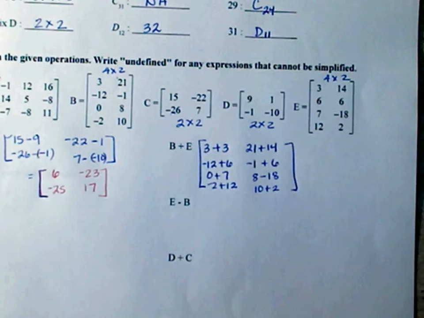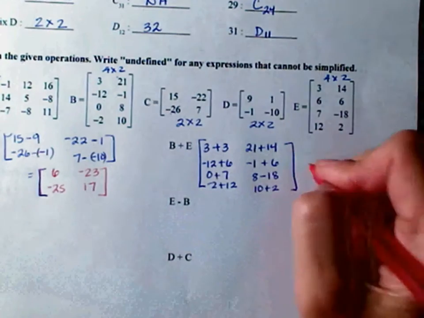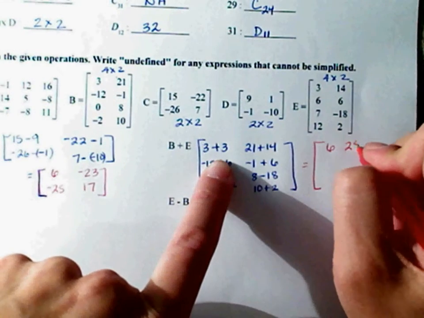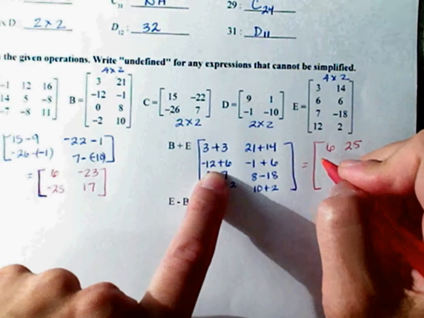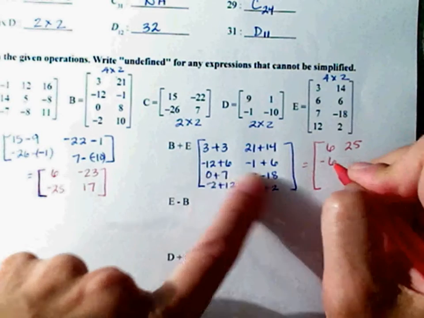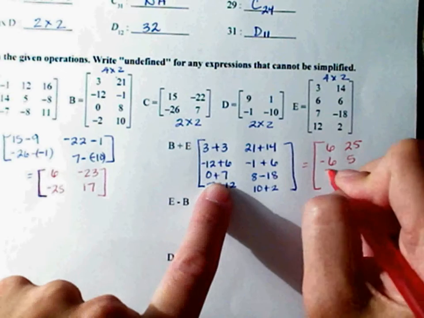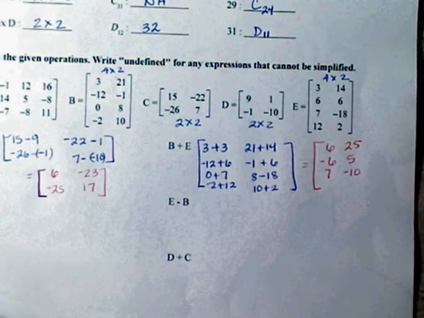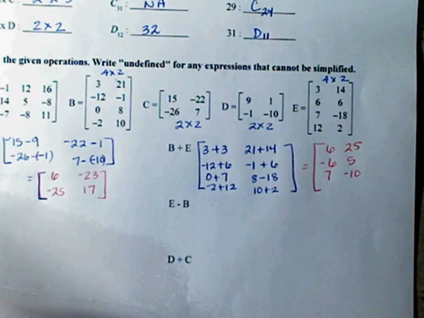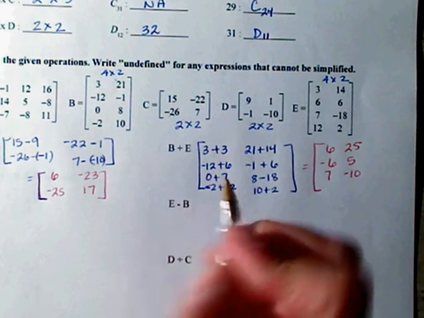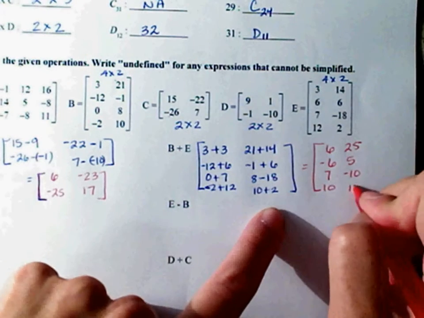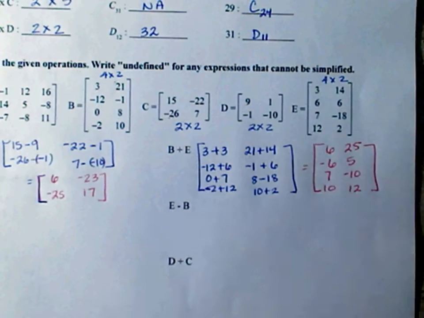And now you need to simplify. So here's your solution. 6, 25, negative 6, 5, 7, negative 10. I believe that was a negative 2. Then we'll make that look like a really negative 2. So that leaves you with a 10 and a 12. And it's a 4 by 2. Okay.